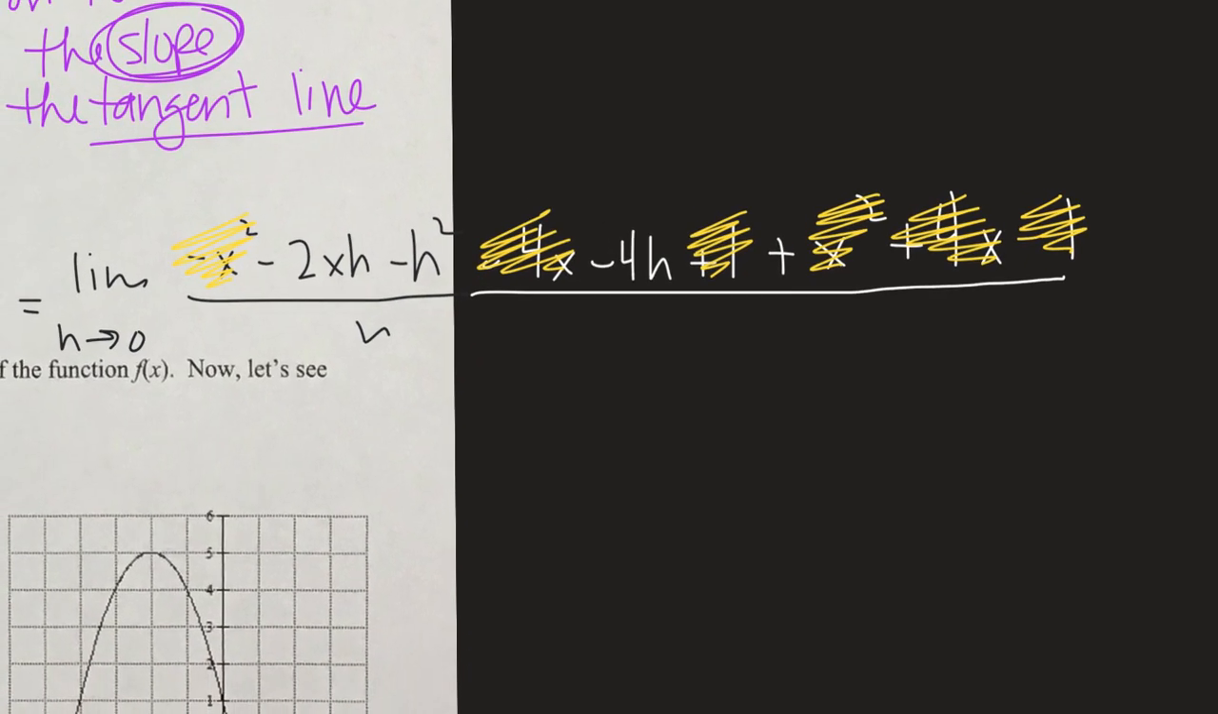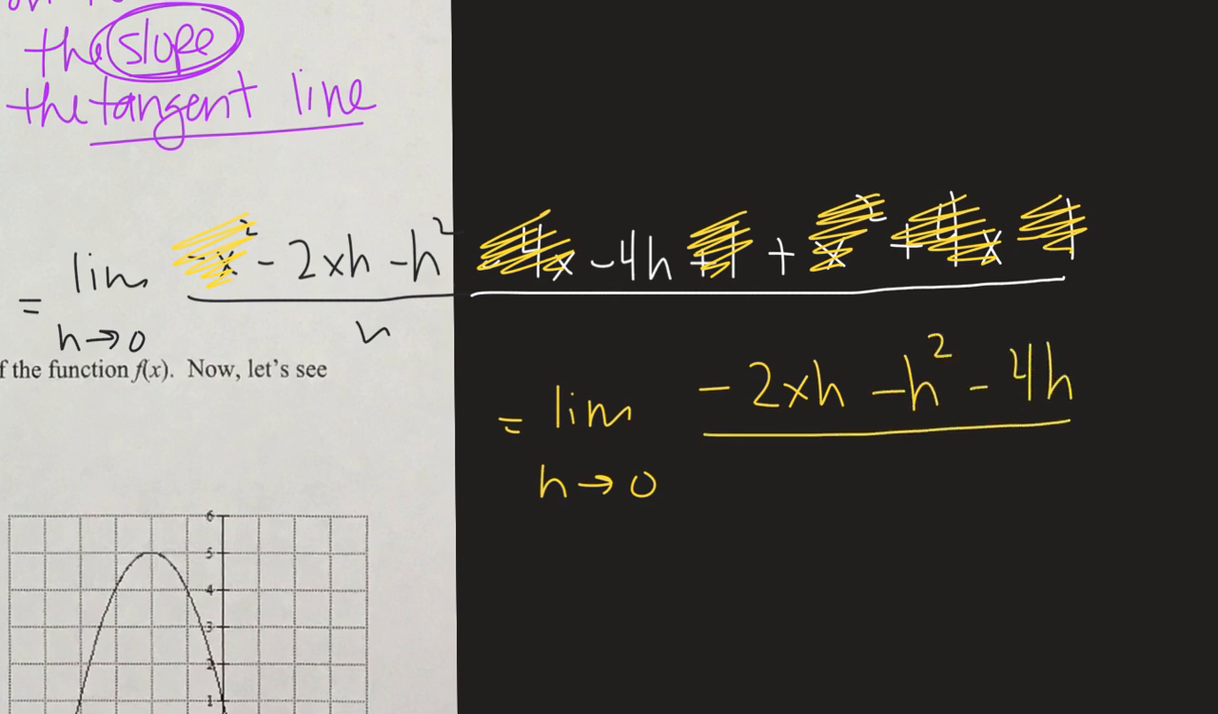The only things we should have left are all h terms. So we have a minus 2xh, a minus h squared, and a minus 4h, all divided by h. If you do your algebra correctly, the only things left should be your h terms. Since every term in the numerator and the one in the denominator have an h, I can cross off one h from every single term.